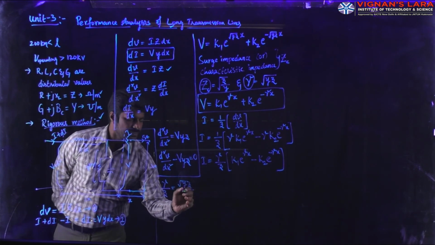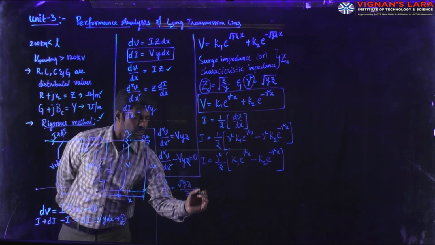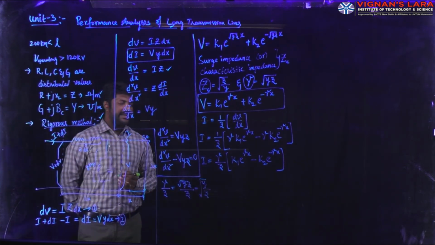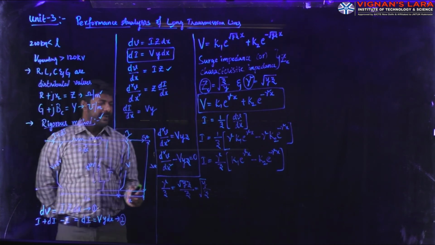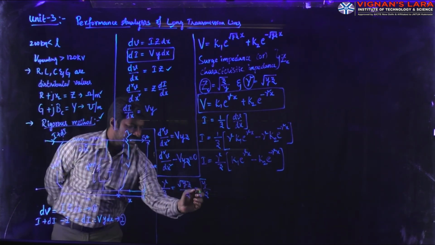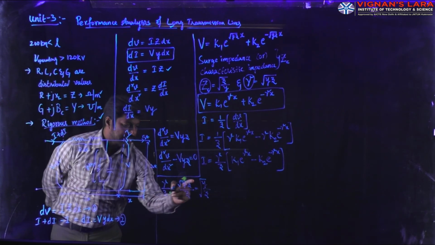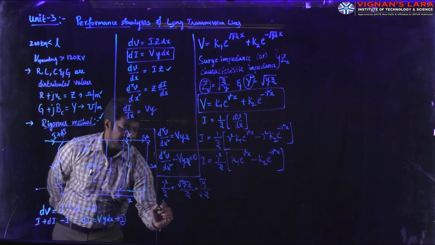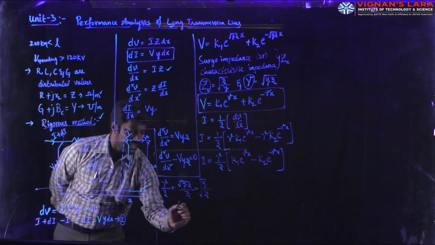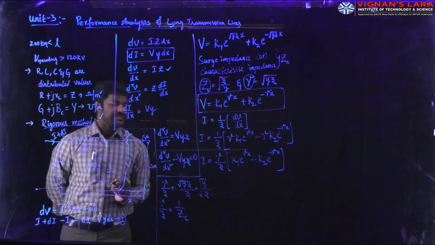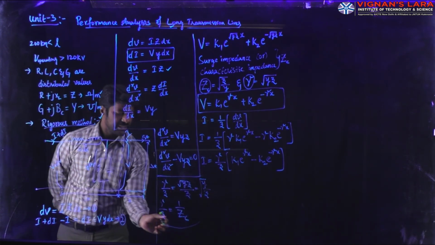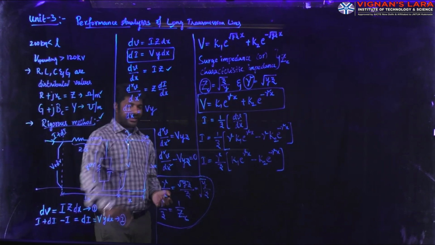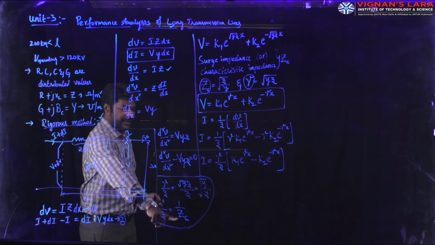divided by small z, which gives root of small y by small z, where small y and small z indicate the parameters of distributed elements. Then what is this root y by z value? It is the reciprocal of the surge impedance we have defined, that is gamma by z is equal to 1 by zc. I can use this directly there. This was simplified separately for our convenience, so I can write gamma by z as 1 by zc.